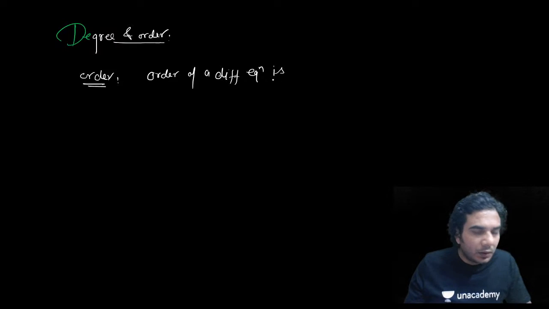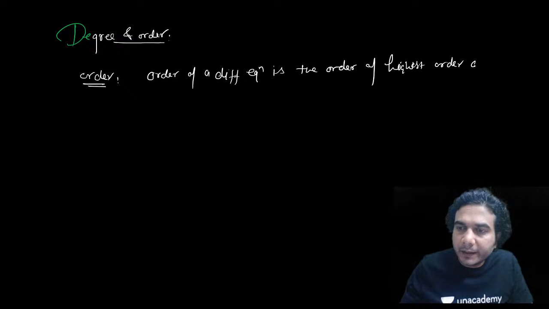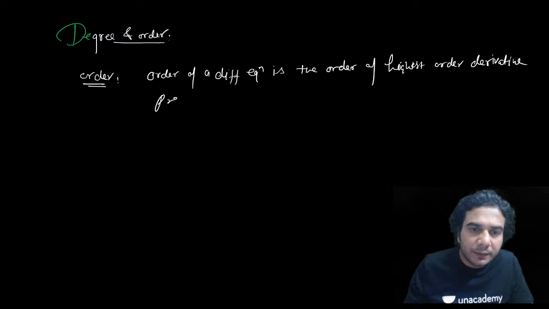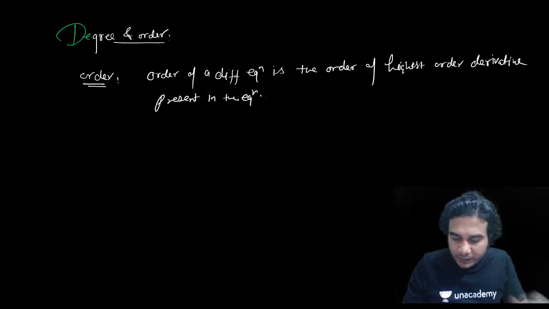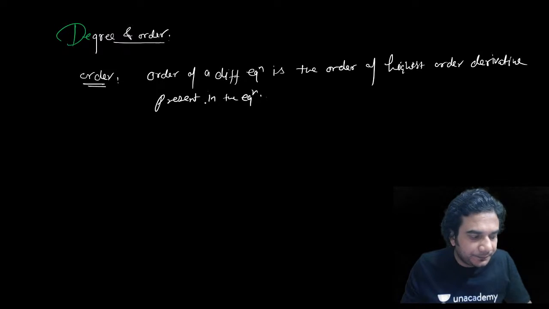Order of a differential equation is the order of the highest order derivative present in the equation. मतलब जो highest order derivative present होगा, order of that is called order of the differential equation.